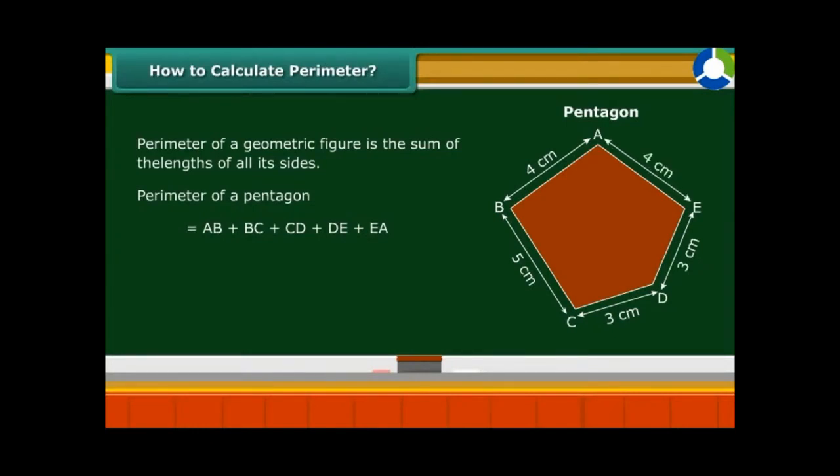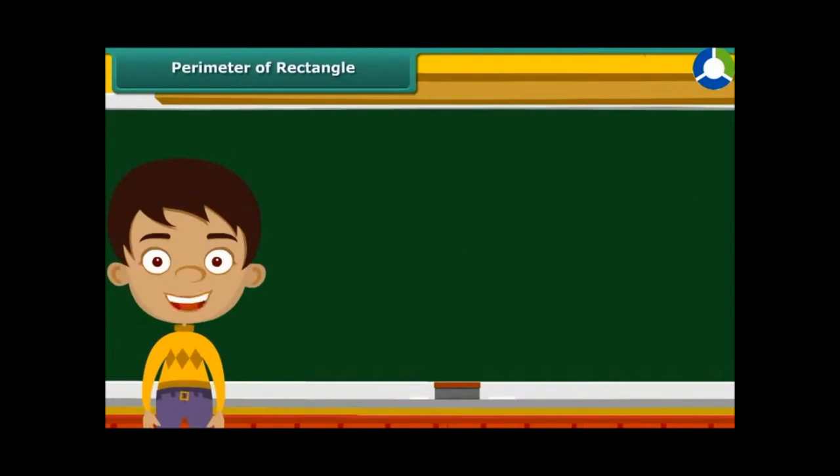The perimeter of the pentagon is 4 centimeters plus 5 centimeters plus 3 centimeters plus 3 centimeters plus 4 centimeters. That is equal to 19 centimeters. Let us now calculate the perimeter of a rectangle. Rectangle is a 4-sided geometric figure whose opposite sides are equal. Therefore, the perimeter of a rectangle is twice its length plus twice its breadth.